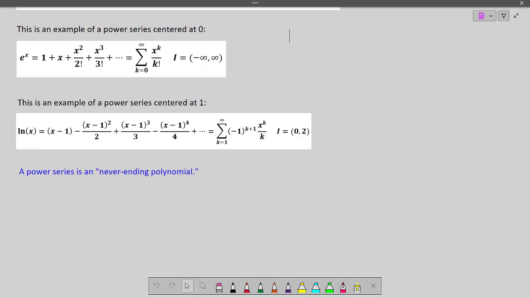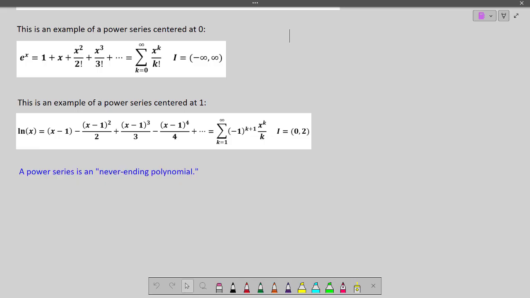The center is always the number that gives you zeros for everything except possibly the first term. So here the center is 0. You can see that at 0, everything cancels except the 1. Here the center is 1. When we plug in 1, we end up with 0.